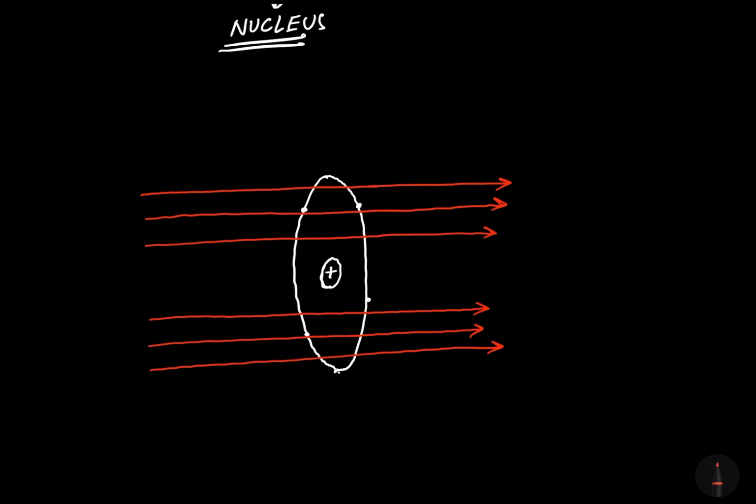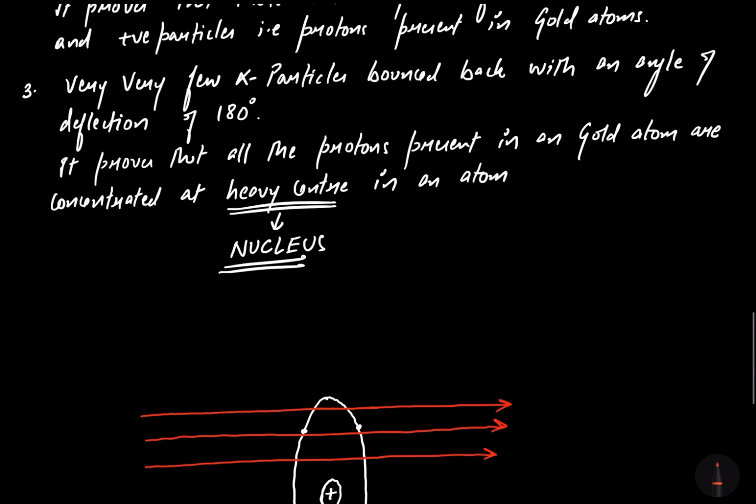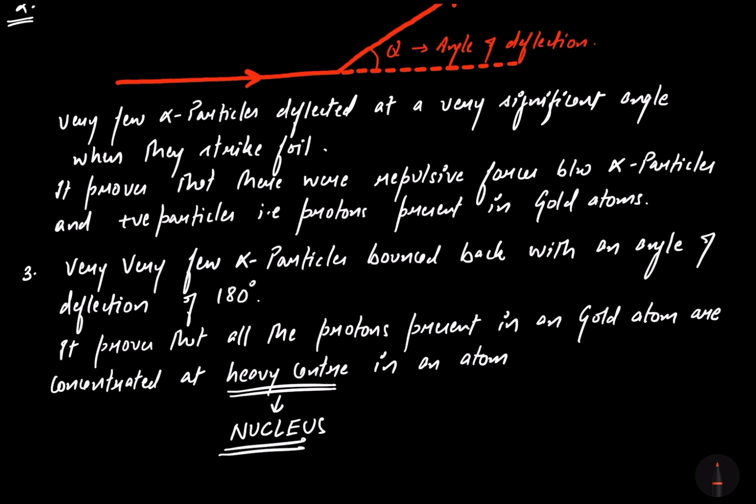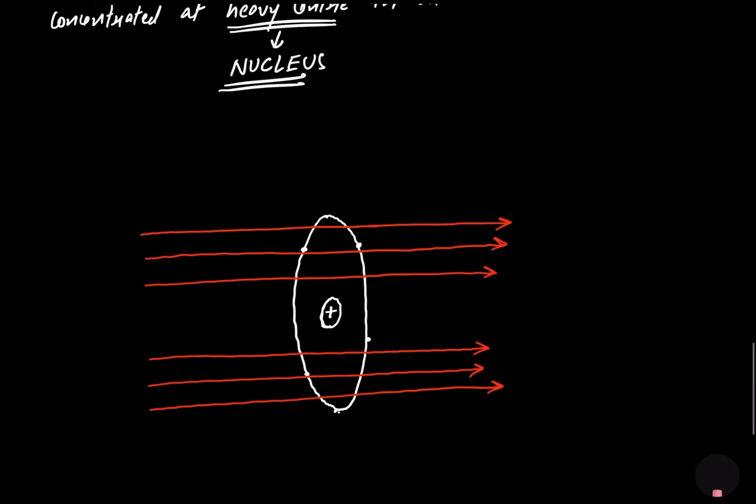So now let's talk about the second observation. The second observation was that few alpha particles deflected at a very significant angle. This is my alpha particle coming. When it approaches near the nucleus, it gets deflected in this path. That's another alpha particle coming. When it approaches the nucleus, it gets deflected in this direction. So that was my second observation.